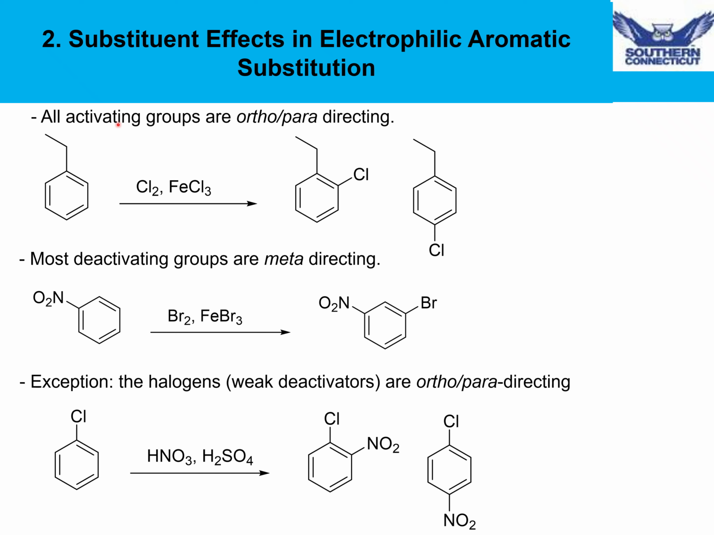As mentioned before, in general, all activating groups will give you primarily ortho and para substitution. So as an example, an ethyl group, which is considered a weak activating group, will give you primarily ortho substitution when we do a chlorination, as well as para substitution.